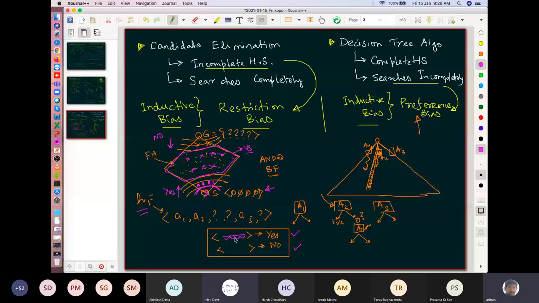Yes. Okay. Thank you. Understood. Yes. So that's why it's a restriction, because you start with a restricted Boolean formula.